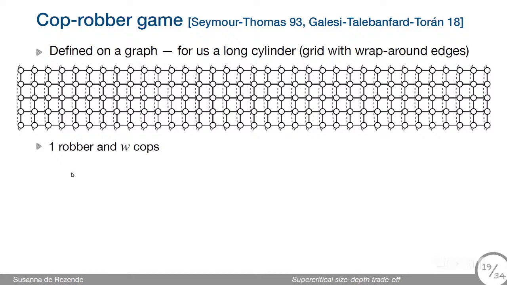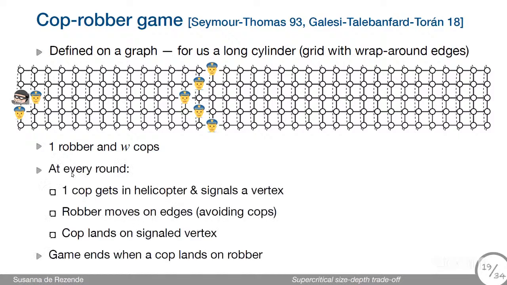And you have one robber, which is somewhere in the graph, and you have a number of cops, let's say W cops. So there you have the robber, you have some cops, and the game proceeds in rounds. At every round, one cop gets into the helicopter and signals a vertex where he's going to land.